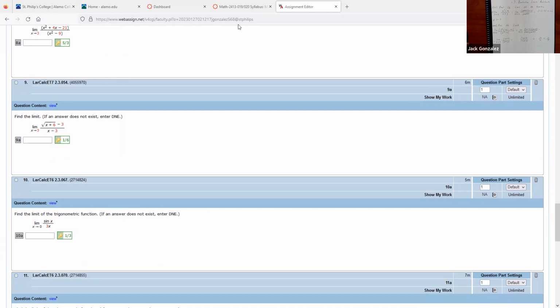So let me write that guy down. Find the limit as x approaches 3 of the square root of x plus 6 minus 3, over x minus 3.